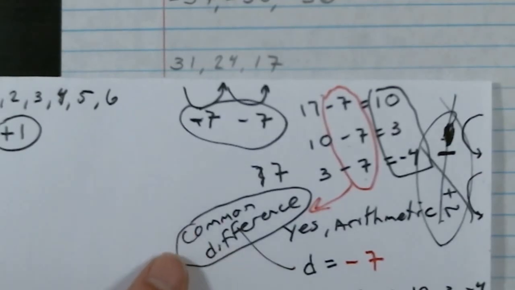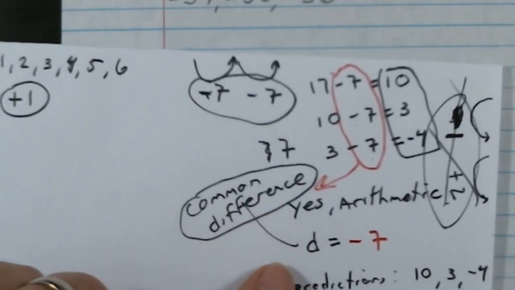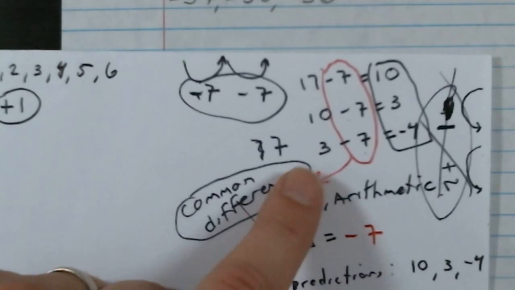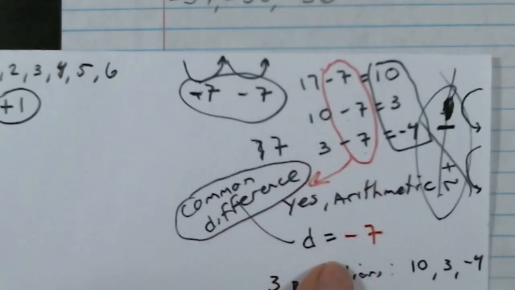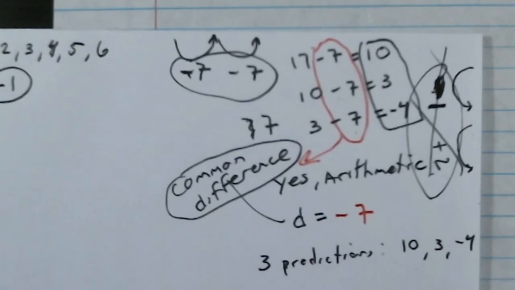I'm going to ask, is it arithmetic? You're going to say yes. What's the common difference? What's the number? What's the pattern? And what are the numbers that you got? Those 3 things are pretty much what you're going to get out of this. Okay, I think that pretty much covers this part.